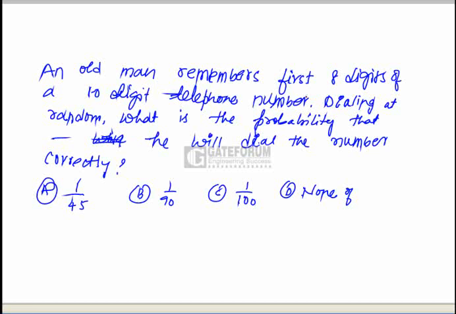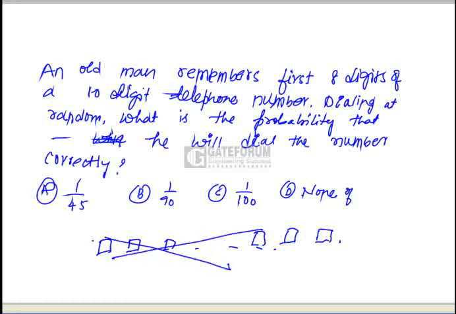An old man remembers the first 8 digits of a 10-digit telephone number. Dialing at random, what is the probability that he will dial the number correctly? Now, out of the 10-digit telephone number, the first 8 digits the old man will remember. So he has to go for random dialing of the last 2 digits.